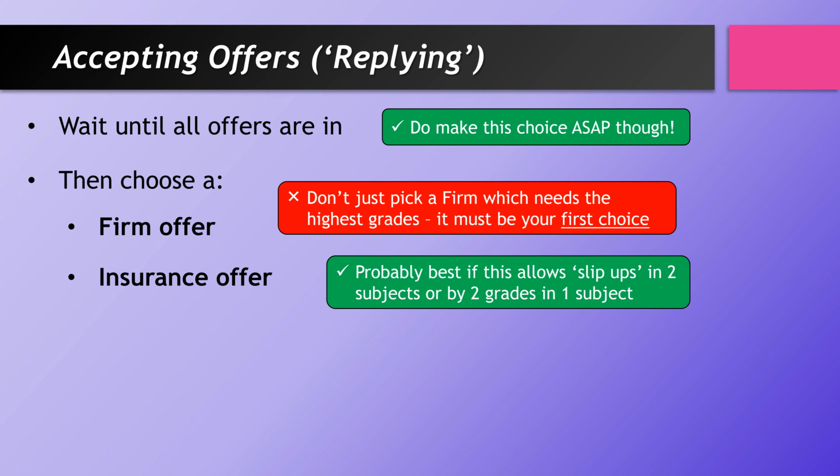And I would suggest, from experience actually, that it's probably best if this insurance allows slip-ups in 2 subjects or by 2 grades in 1 subject. So for example, if your firm offer is A star, A star, A, that's a very, very high offer by the way, but let's say it was, probably best if your insurance offer is AAA, because that's a slip up in 2 subjects, or it's A star B, or A star A B, something along those lines, right, where you've got a bit of leeway but not too much, right?